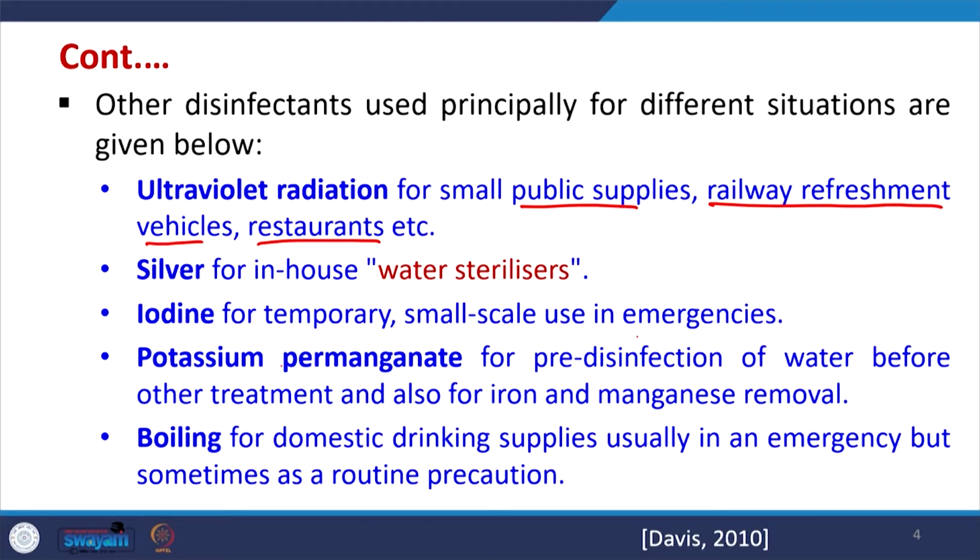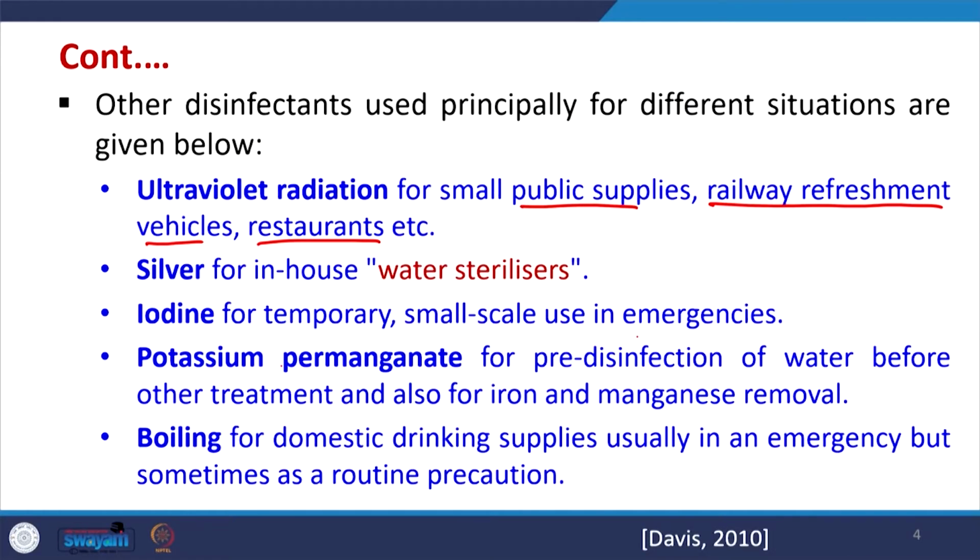Iodine has also been used temporarily for small scale use in emergency cases, where there has been a tremendous increase in virus and bacteria in the water. So, sometimes it may be used. Potassium permanganate is used for pre-disinfection of the water before other treatment strategies. It is also used for iron and manganese removal. So, it works for pathogens, iron and manganese removal, all three.